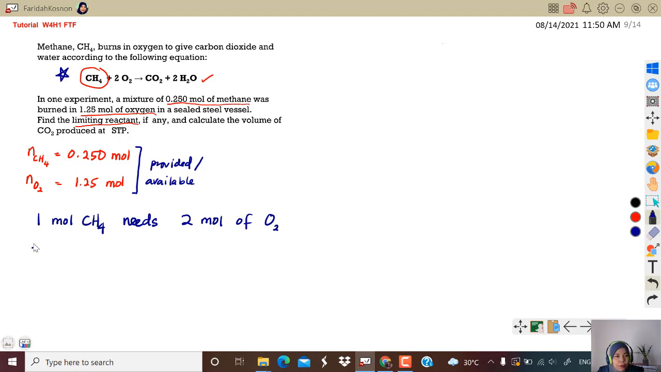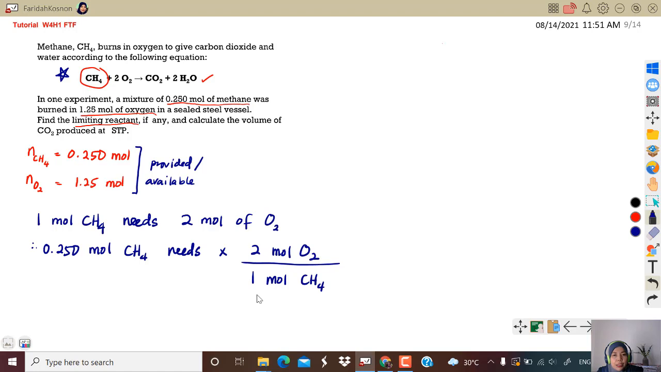So if you have 0.250 mole methane, you akan perlukan berapa banyak? Tunjukkan jalan kerja. So you will multiply it by 2 mole of oxygen gas over 1 mole of methane. So, cancel out mole of methane. Jadi, you selesaikan mole of oxygen, you need 0.5 mole oxygen gas. Alright?